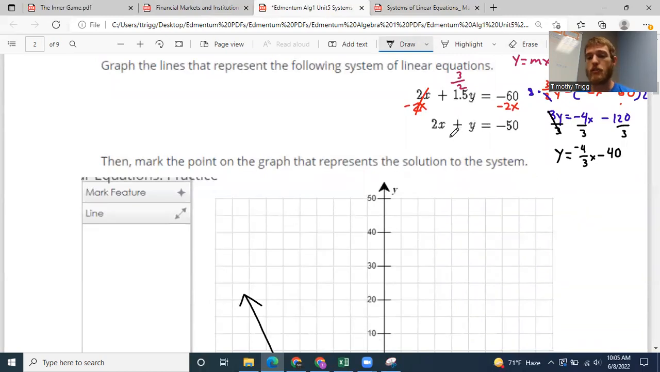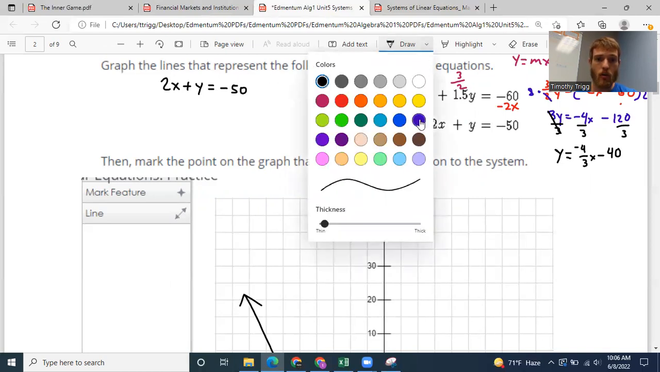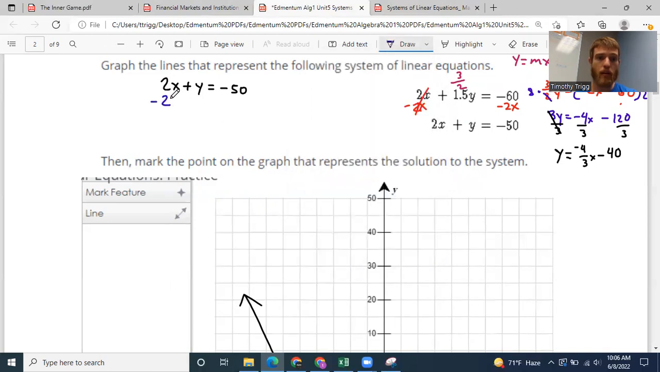For the second equation, it's quite a bit simpler. I'm going to write it over here. It's 2x plus y equals negative 50. Now our goal is the same. We want to get y by itself. So what am I going to do here to start? Well, I'm going to subtract 2x, and I'll have to subtract 2x over here as well. Whatever you do on one side of the equation, you have to do the same thing on the other side of the equation.